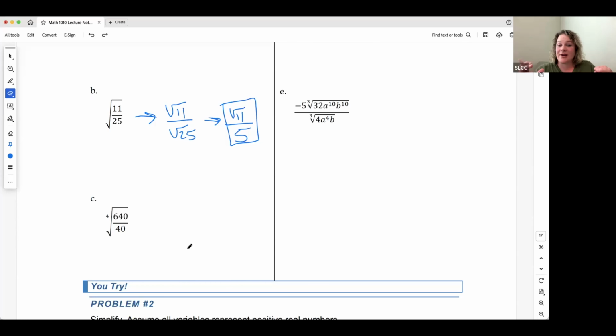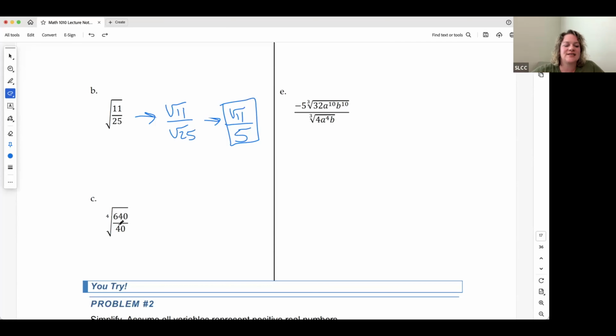All right, let's look at letter C. Notice that we could separate it and take the fourth root of 640 and the fourth root of 40. We could try that and then simplify later. But why? If you can divide first, divide first. Simplify any big number into a smaller number first, then you're less likely to make errors.